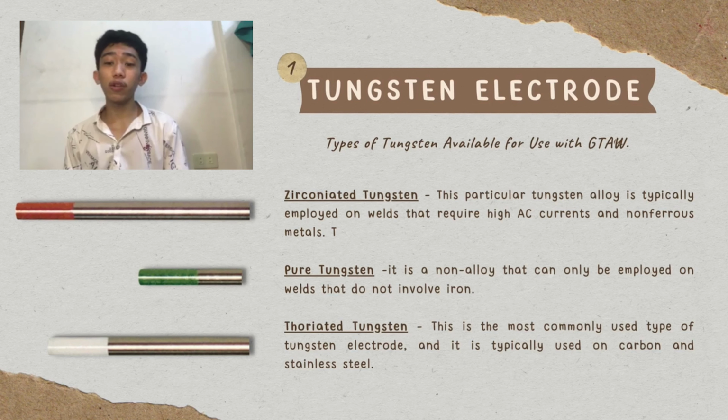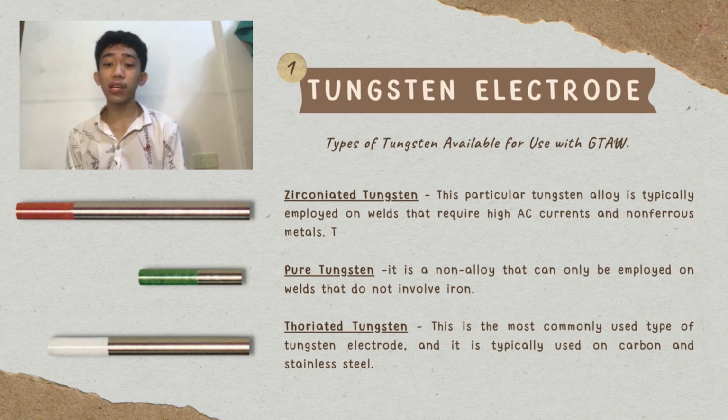I am Sheanely Dondoyano speaking. TIG welding can be done using a variety of different tungsten types. Some of these include zirconated tungsten. These particular tungsten alloys are typically employed on welds that require high AC currents and non-ferrous metals. This makes it extremely useful for metals such as aluminum, copper, and silver.